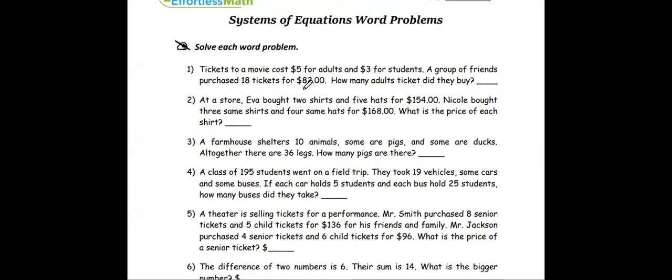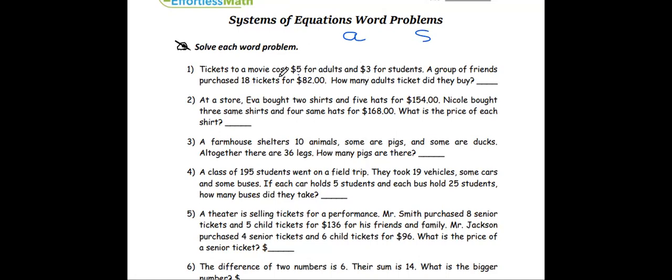Tickets to a movie cost $5 for adults and $3 for students. A group of friends purchased 18 tickets for $82. How many of each ticket did they buy? So let's assume that the number of adults who buy the tickets is called A, and the number of students who buy the tickets is called S.